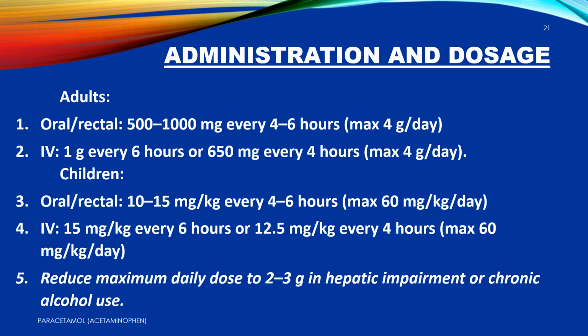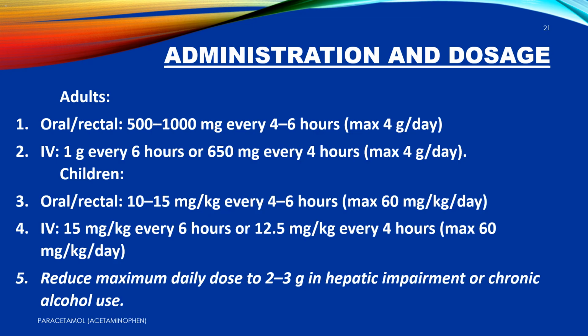Administration and dosage of paracetamol. 1. Adults, oral, rectal. The typical dose is 500 to 1000 mg every 4 to 6 hours, with a maximum daily dose of 4 grams to ensure safe and effective use. 2. Adults, IV. The recommended dose is 1 gram every 6 hours or 650 milligrams every 4 hours, with a maximum daily dose of 4 grams to achieve optimal pain relief and fever reduction.